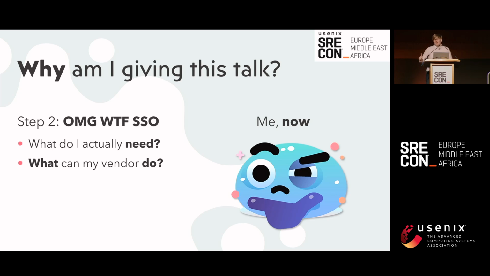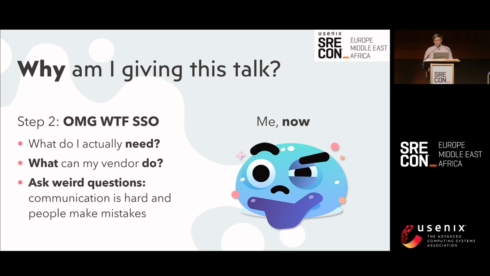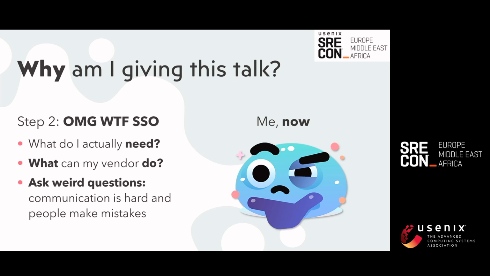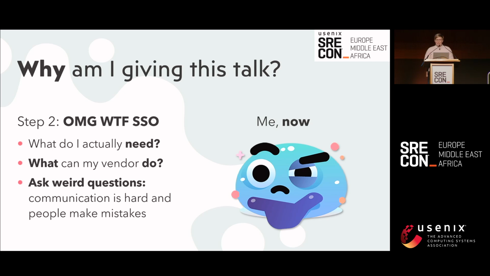And then critically, once I think I understand these 2 points, I need to ask weird questions, going back to up the top. Communication is hard, people make mistakes, and it is really easy to think that you understand both sides of the equation and just think, oh, that would be a silly question to ask about this edge case. No, you need to ask all those edge case questions. And I'm going to give you a few questions that you can ask by the end of the talk.